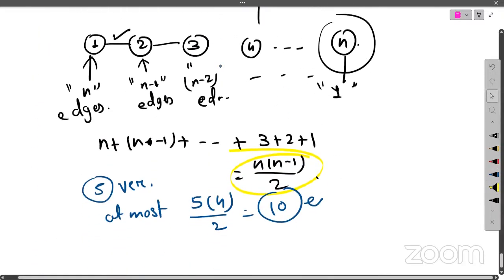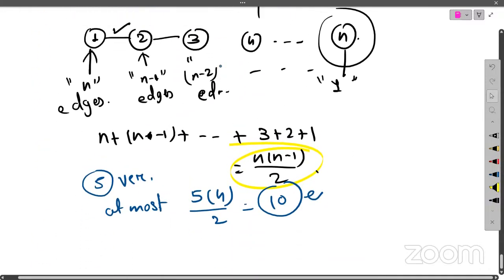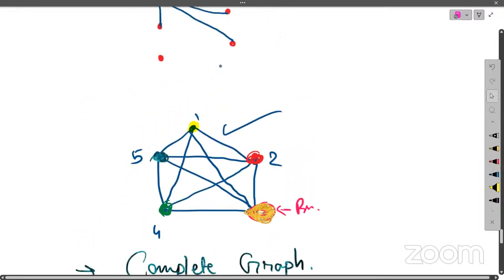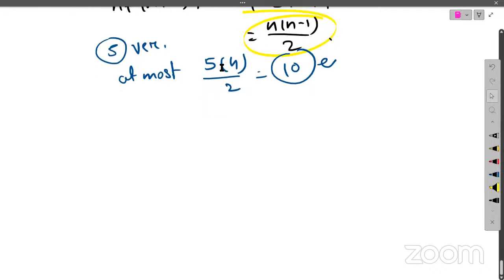Ma'am, how can it be 10 edges? Yeah, count it. Let me count it. Yeah, you will count. Okay, and let me know if there are 10 edges. Because there will be 10 edges.